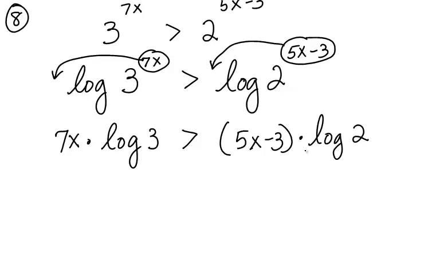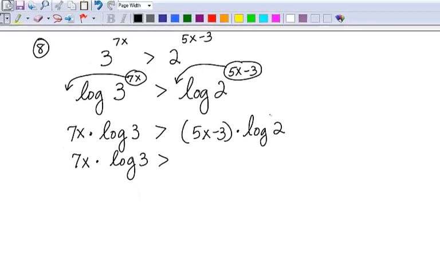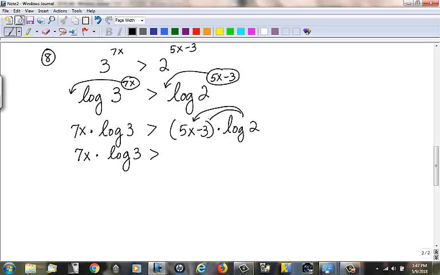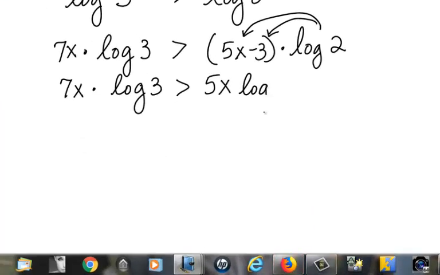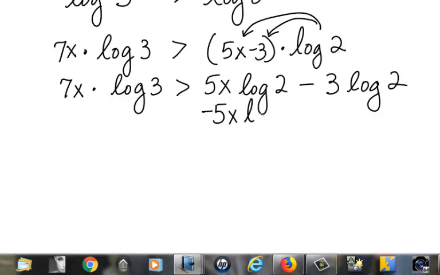Okay. On this side, just going to leave that side alone. 7x times the log of 3 is greater than. Now you've got to multiply this log of 2 times both of these. Multiply that out. So you'd have 5x log of 2 minus 3 log of 2. Now we're solving for x. So you've got to get every term that has an x in it on one side. Okay, so I'm going to bring this term over to the left side.